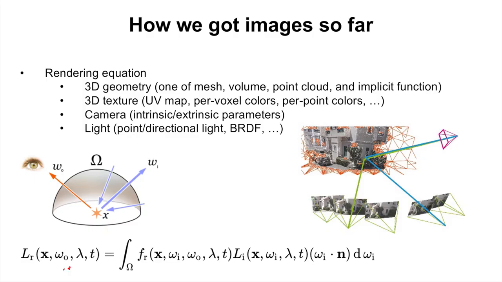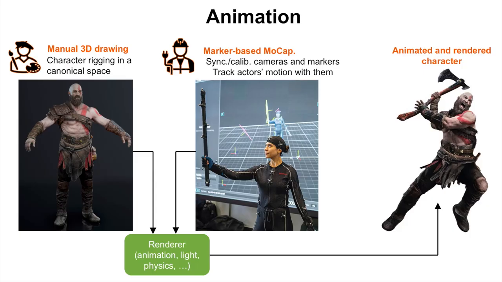This is the incoming light, and this is the BRDF, and then this is the dot product. This is computer graphics, so you do not have to fully memorize this equation, but we use this kind of rendering equation to get images, and this shows the output of structure from motion. We have cameras, 3D geometry, and 3D texture, all the stuff so that we can render images, right?